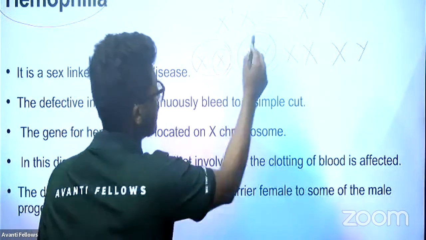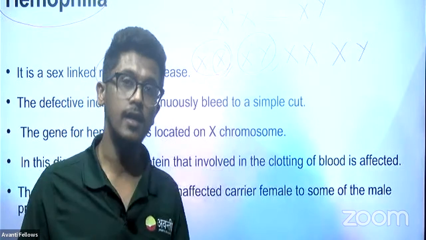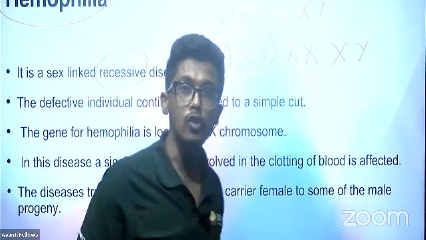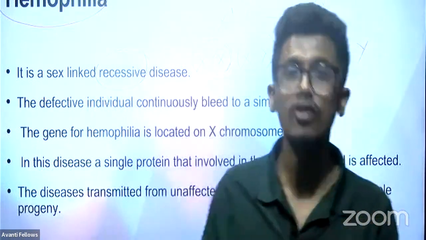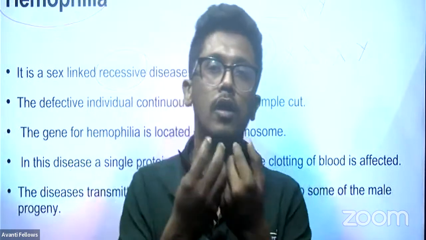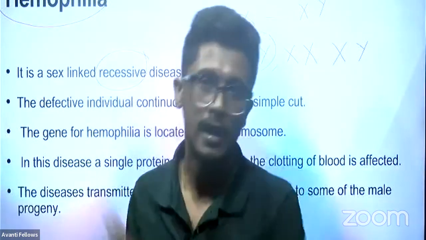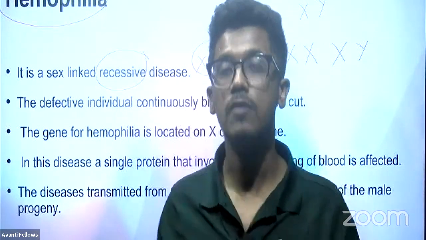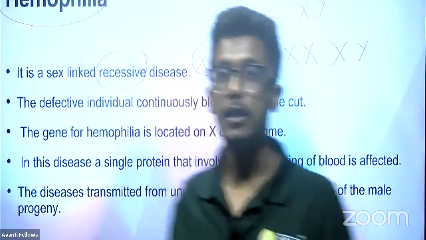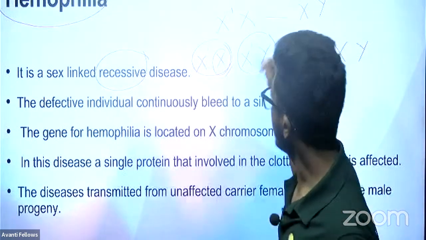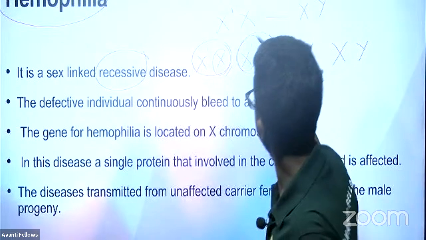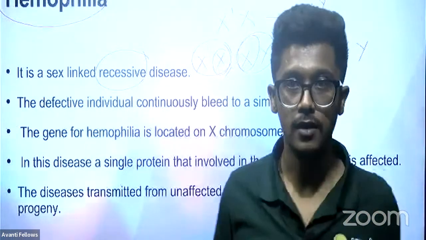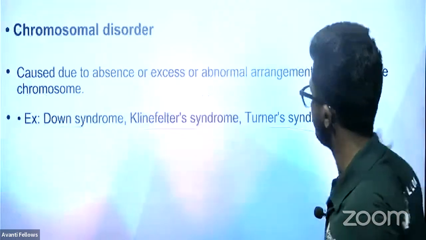So here what is happening? X dash Y is expressing because there is no counter gene. That means the Y chromosome does not carry any gene for hemophilia, for the clotting factors. Since it is not responsible for production of that protein, Y cannot counter this. So when Y cannot counter this, the recessive gene gets expressed. So even in the X dash Y condition, the male becomes the expressor. You understood my point?